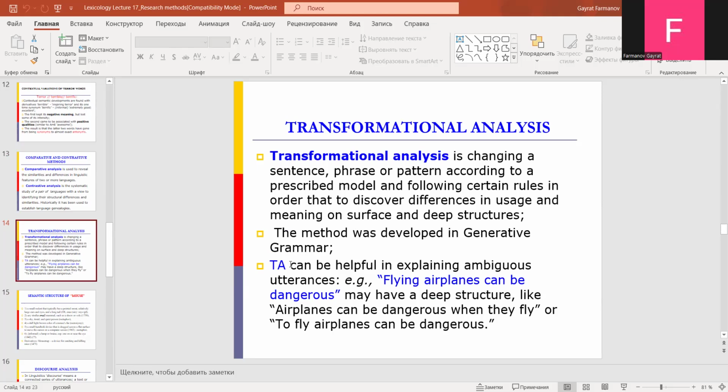TA can be helpful in explaining ambiguous utterances. For example, "Flying airplanes can be dangerous" may have deep structures like "Airplanes can be dangerous when they fly," or "To fly airplanes can be dangerous."